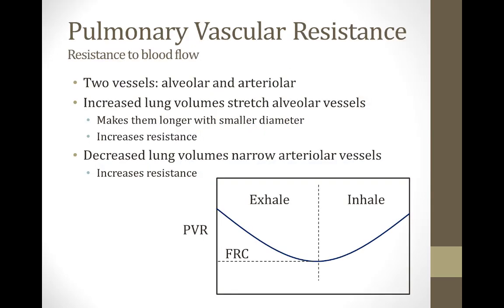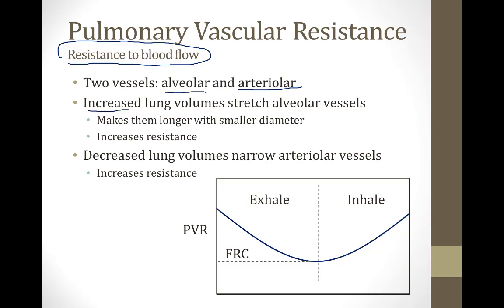The next topic I want to discuss is pulmonary vascular resistance. And what I'm talking about here is the resistance to blood as it flows through the lungs. It turns out there are two vessel types which determine how much resistance there is to blood flow. The first type are the alveolar vessels, the blood vessels that supply blood to the alveoli. And the second are arteriolar vessels. These are vessels that supply blood to the lungs that are extra alveolar. They're outside the alveoli. And both of them contribute to the amount of resistance to blood flow.